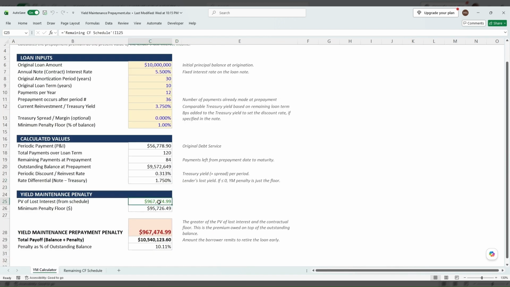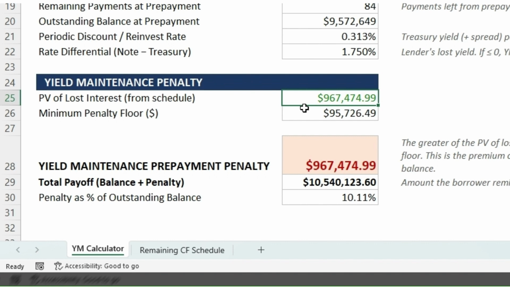I get back here. This is the total of all the differential present values that we calculated on the next tab. We compare this with the minimum penalty floor, which was 1% of the remaining balance. In this case, $967,000 is greater. So the yield maintenance prepayment penalty is calculated as $967,000, which is actually 10% of the remaining balance of the loan.